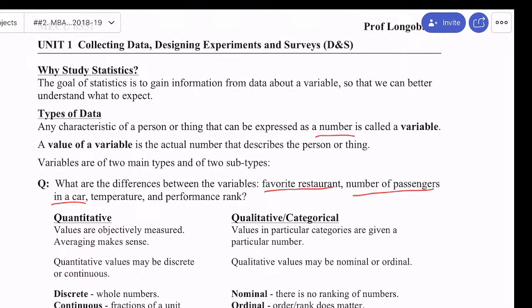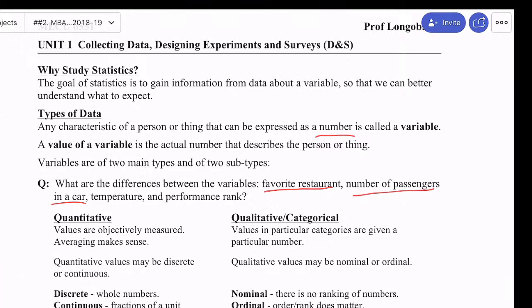Okay, so let me provide an example. Right, so you guys are getting the idea. So one is what we call categorical or qualitative, and the other is quantitative. Well, why? Okay, first of all, for people who don't follow, what am I talking about?